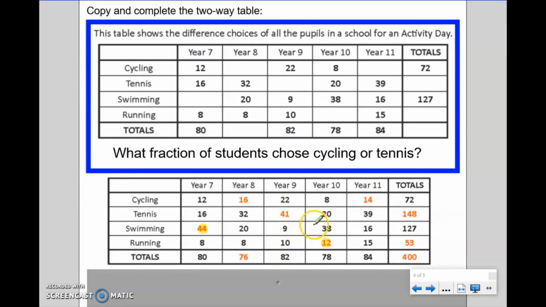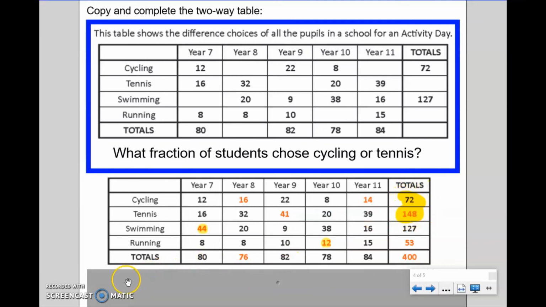With a two-way table as big as this, we may need to do it in a certain order before we can find the other values. However, you will be able to find them all, and they should look like my answer on the screen. What fraction of students chose cycling or tennis? So I'm not looking at the year group because the question asks for students. So I want the total of students who preferred cycling. So I'm looking at this value here of 72, and the total of students who preferred tennis. So I'm looking at this total here of 148. So this is my total amount of students who chose cycling or tennis.